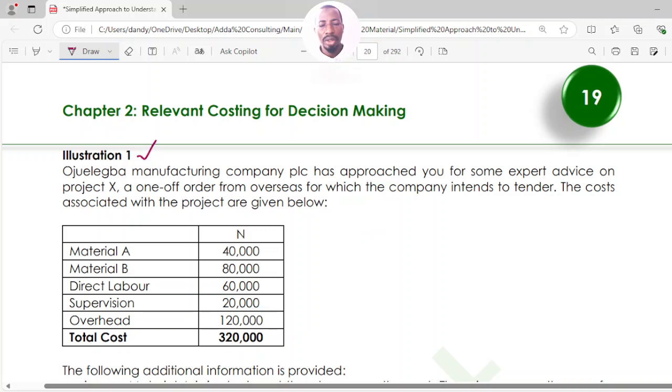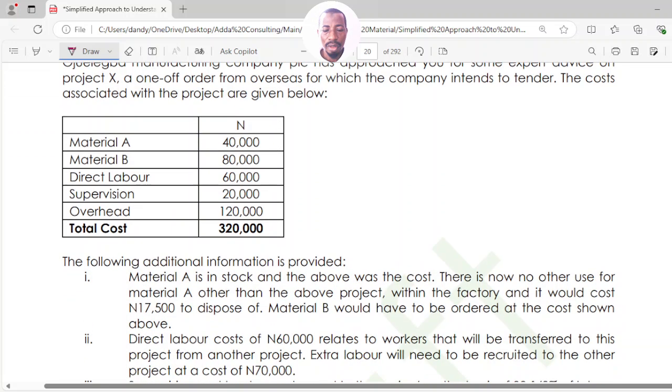All right then. Ojuelegba Manufacturing Company PLC has approached you for some expert advice on Project X, a one-off order from overseas for which the company intends to tender. The costs associated with the project are given below. The following additional information is provided.